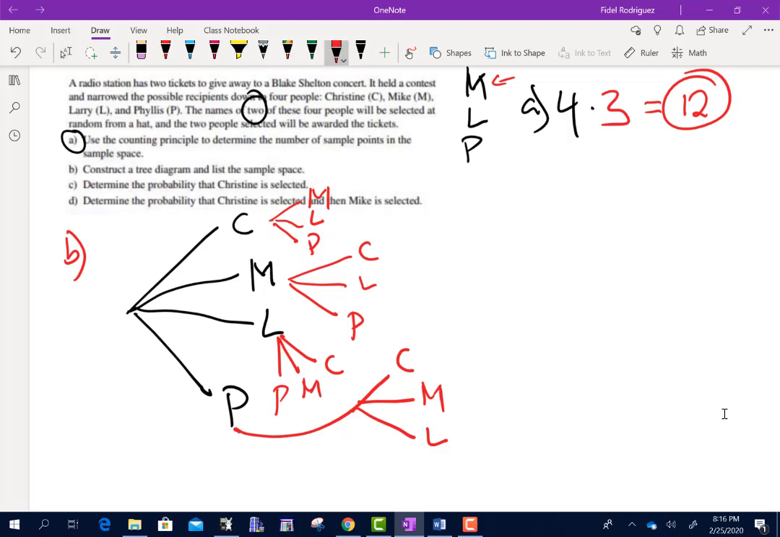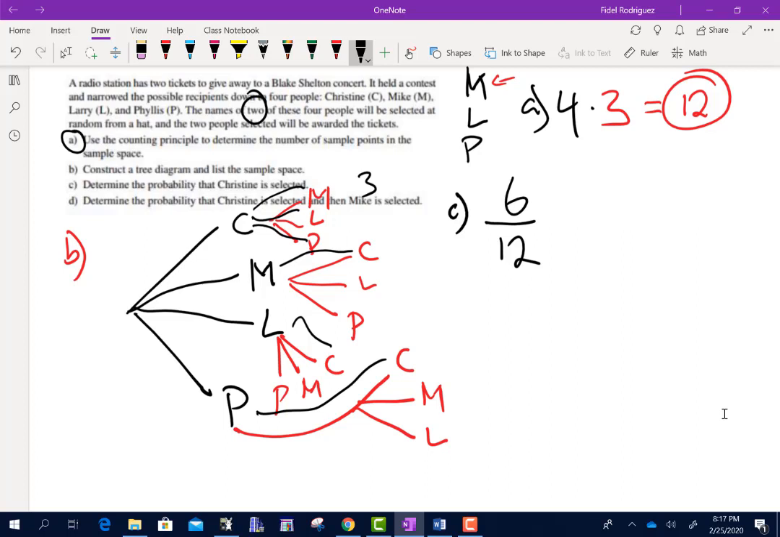So, part C says, determine the probability that Christine is selected. Well, we know we have a total of 12 choices. We're going to find all the ones that have Christine. Christine and Mike, Christine and Larry, Christine and Phyllis, that's 3 of them. Mike and Christine, that's 4. Larry and Christine, that's 5. Phyllis and Christine, that's 6. So the probability that Christine is going to be selected is 6 out of 12, which is the same thing as 1/2.